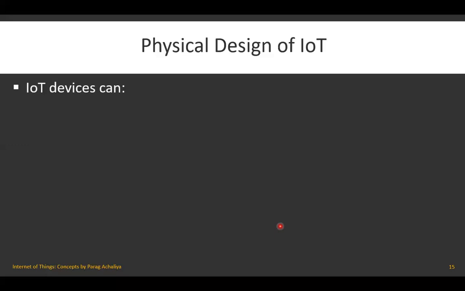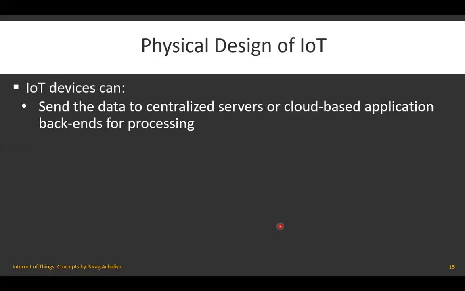Again, the IoT device can send the data to a centralized server or cloud-based application which has some backends for processing. Again, one of the functions of an IoT device can be what? It will send the data to your centralized server or any cloud-based application backends for processing purposes. In the previous point, we discussed that IoT device can store the data locally.